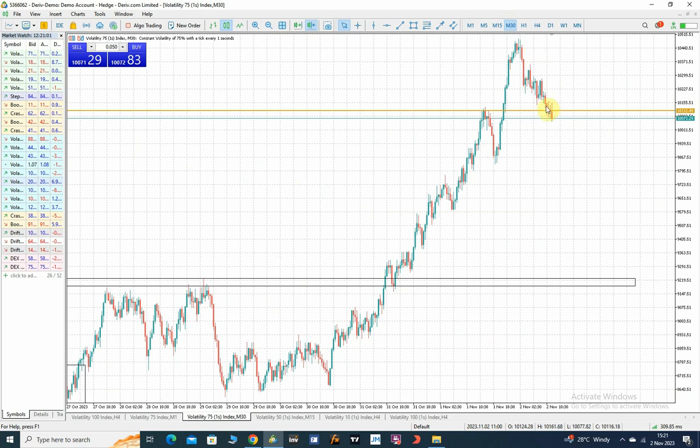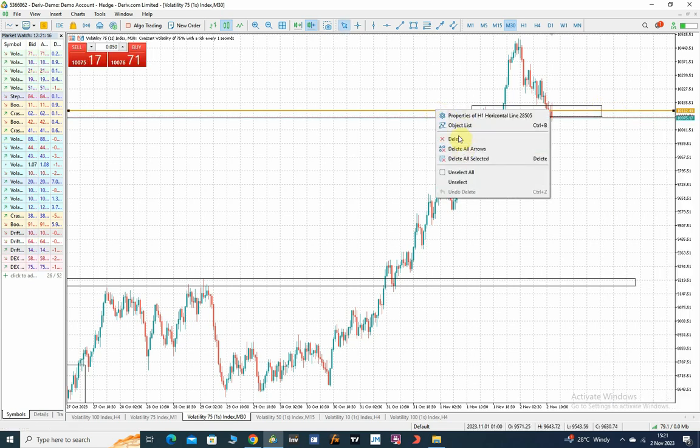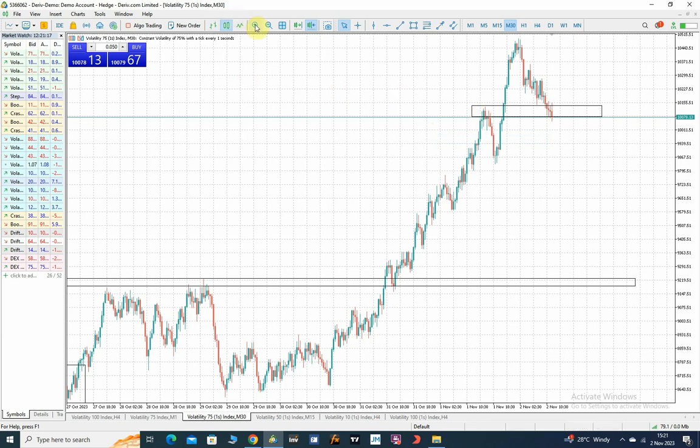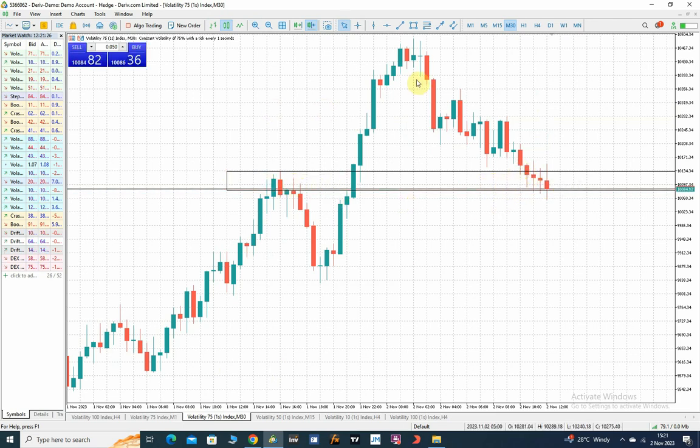So yeah, and then as you can see, it kind of broke this level, wanted to break this level, but it didn't quite break it. I'm gonna remove the line now, just so you know. I'm gonna use the boxes. It's easier. And as you can see, the market is reacting to this area. So right now it's a demand zone.